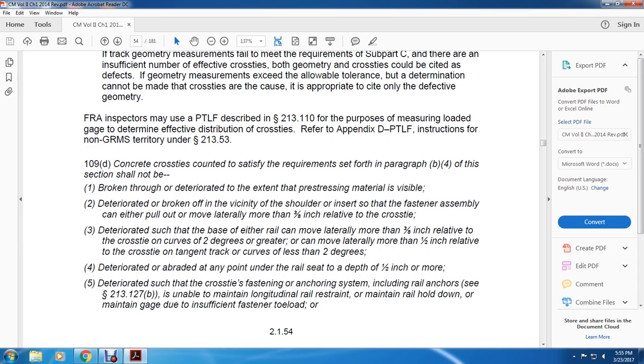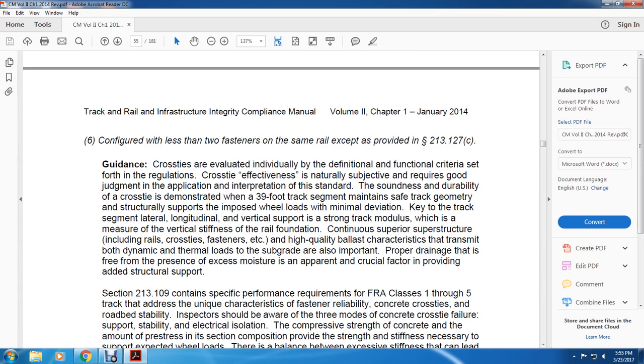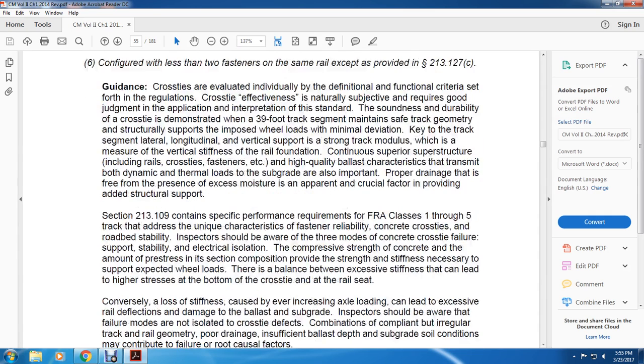Deteriorated such that the cross tie's fastening and anchoring system, including the rail anchor, Section 213.127B, is unable to maintain longitudinal rail restraint, rail hold down, and gauge, or sufficient toe load. Configured with less than 2 fasteners on the same rail, except as provided in Section 213.127. The guidance: cross ties are evaluated individually under the definition and functional criteria set forth in the guidance on cross tie effectiveness, naturally subject to required good judgment, application for interpretation with the sound design of the durability of the cross tie.